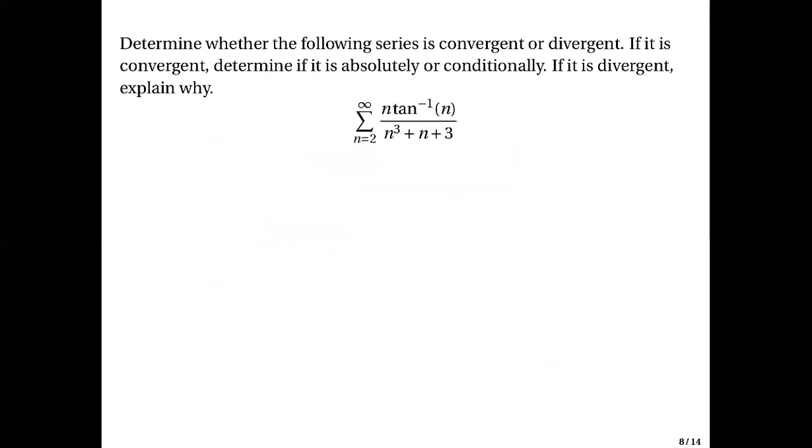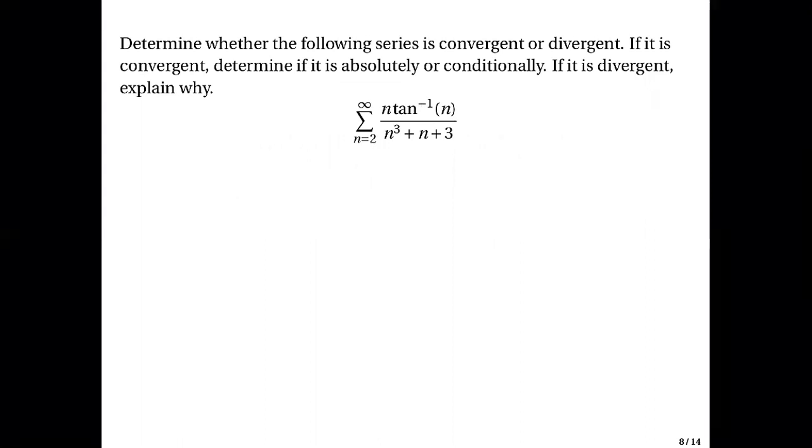Next, determine whether the following series is convergent or divergent. If it is convergent, determine whether it is absolutely or conditionally convergent. If it is divergent, explain why. So for this, we have here the sum from n equals 2 to plus infinity of n tangent inverse of n over n cubed plus n plus 3. Okay?